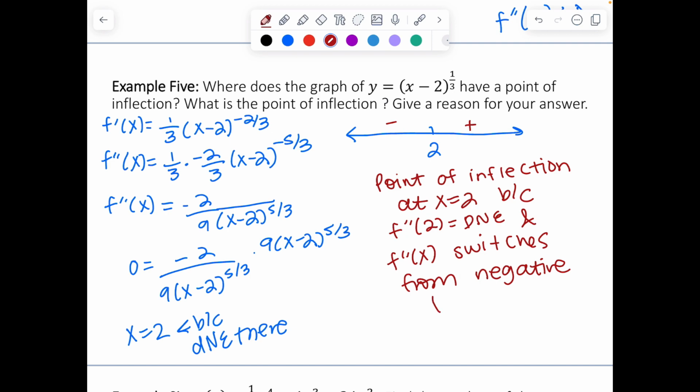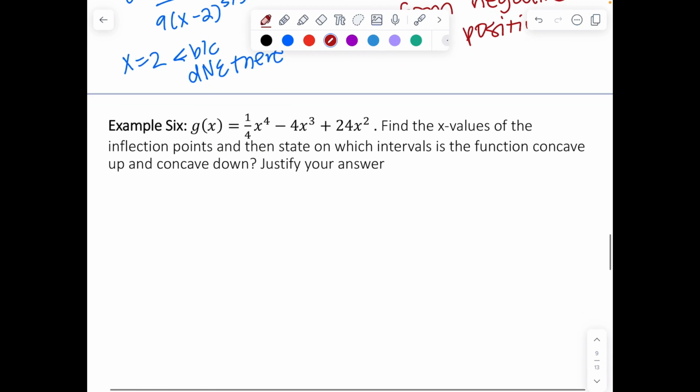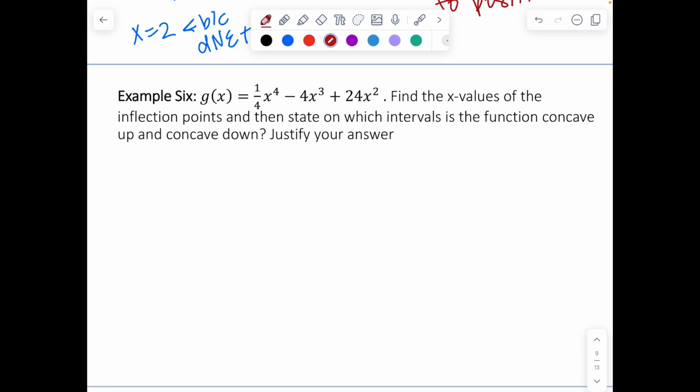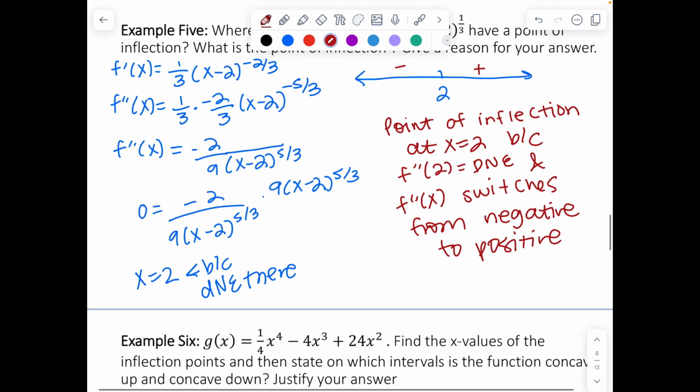Okay, we're going to move on to one more example, and then we'll finish these notes in class. Okay, example 6, find the x values. Oh, actually, one other thing that we need to do for this one.